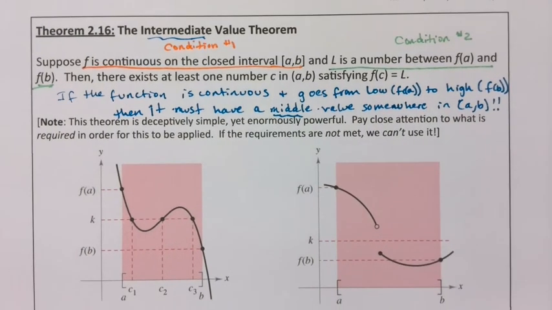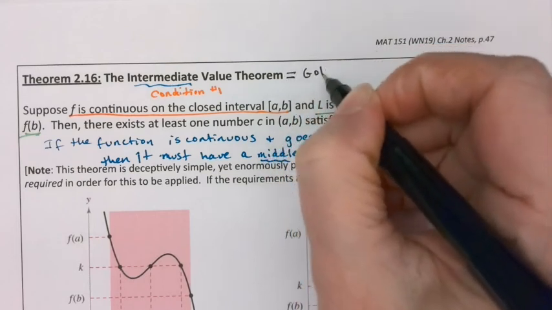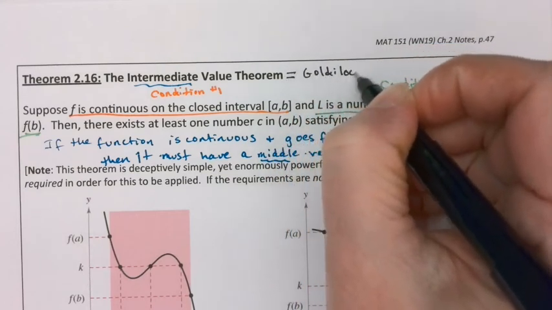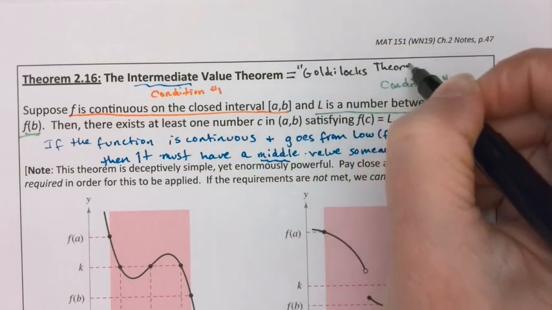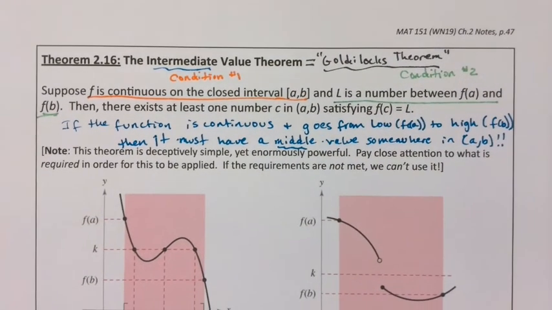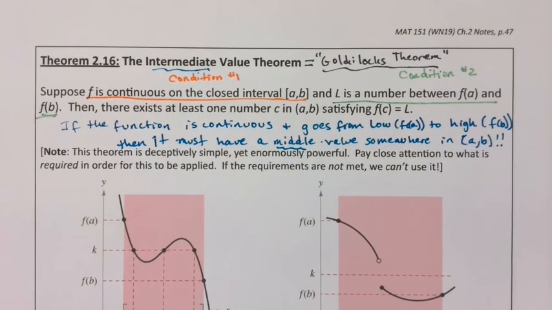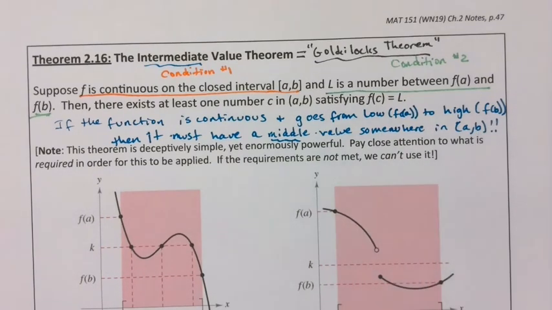Somewhere in between a and b, someplace, you must have hit the center. It's called the Goldilocks theorem, right? So one of the values is too low, one of the values is too high, and then you're looking for the one that's just right, right? So Goldilocks is a famous children's fairy tale, Goldilocks and the Three Bears. So if you're low on one end, high on the other, then you must have hit the middle someplace.